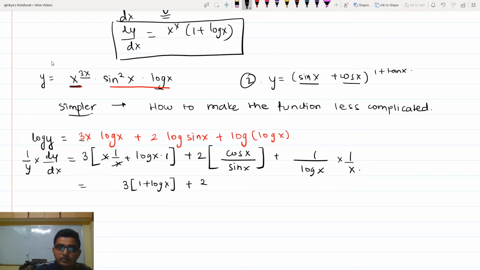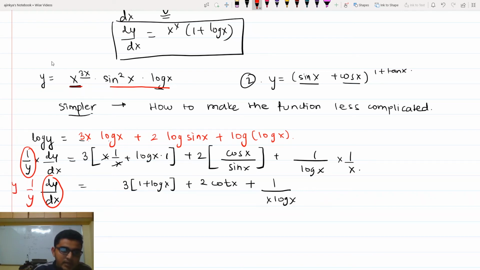Then we have 2 times cot of x, because it is cos upon sin x, plus we have 1 upon x log x, right? And then we have dy upon dx on the left hand side along with 1 upon y, but we want only dy upon dx on the left side, so we can multiply y on both sides and then we can have 1 upon y times y. So y gets cancelled and then we have y in the final answer.